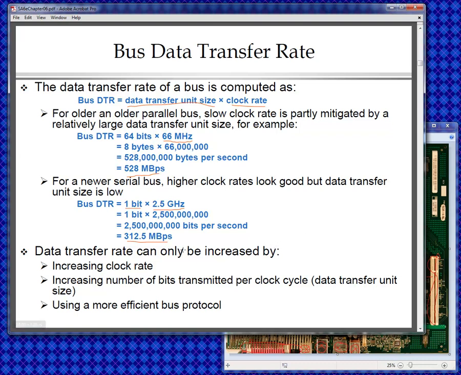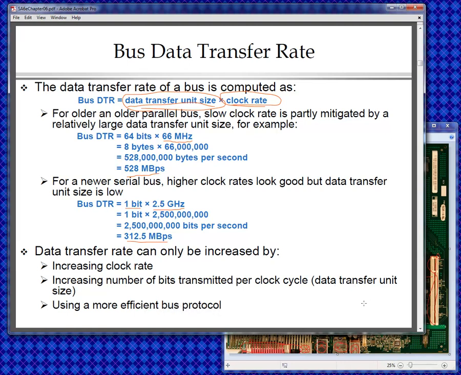So looking at this basic formula, how do you increase data transfer rate? Well, there's basically two ways. You can either make the clock rate faster, or you can make the data transfer unit size larger. Another thing you can do, although we haven't really discussed bus protocols at this point, is use a more efficient bus protocol. You can ensure that everything you're transferring is actual useful data, as opposed to control signals or error detection and correction bits or other non-data things that you might transfer across this bus.